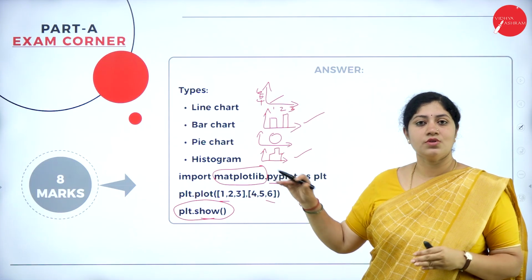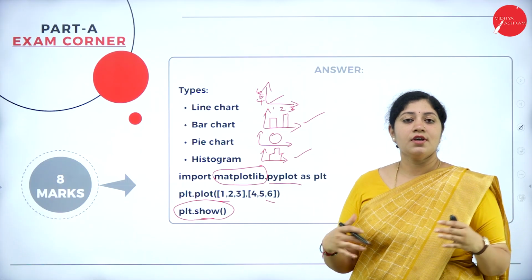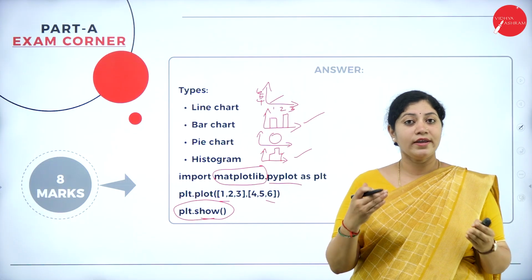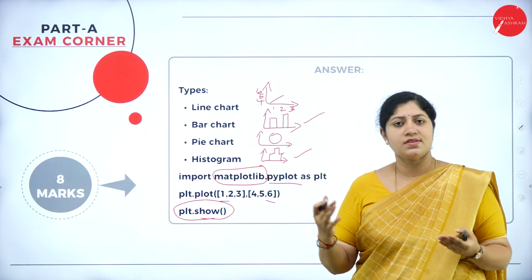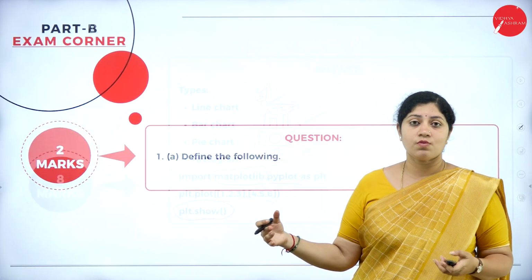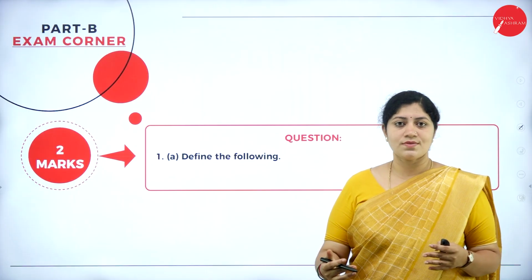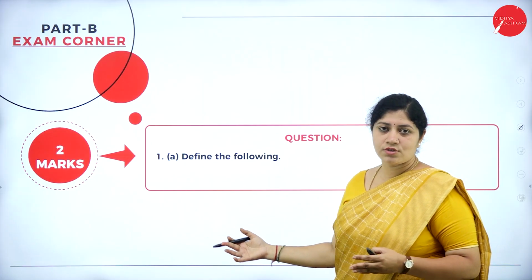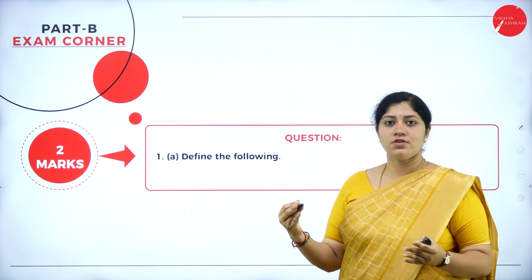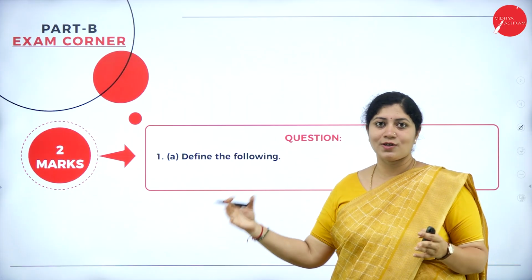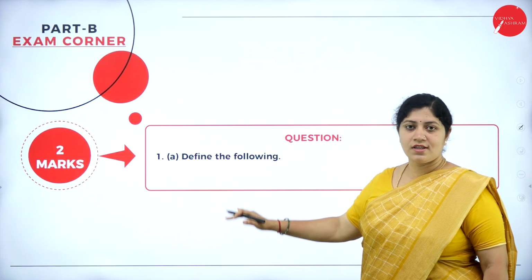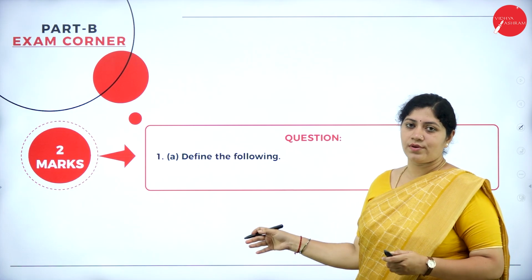So till here, whatever we have discussed, we can expect this for higher marks like 5 marks, 6, 7 or 8 marks. The things we are heading to now are for 2 marks. We can expect the next questions for 2 marks. It's not that it can't be for 8 or 7 marks. The first thing is define the following.